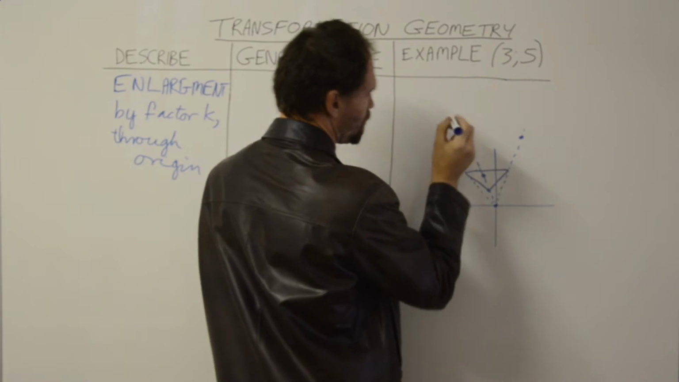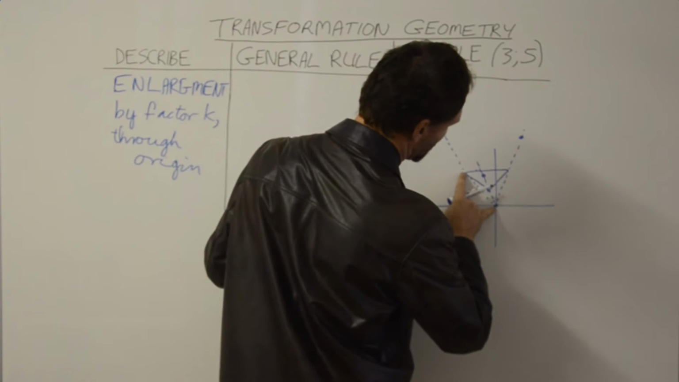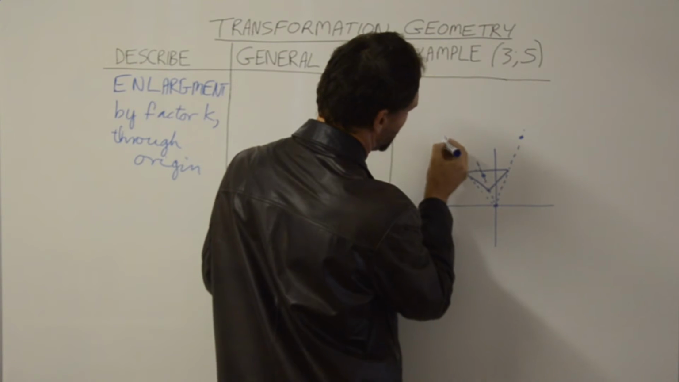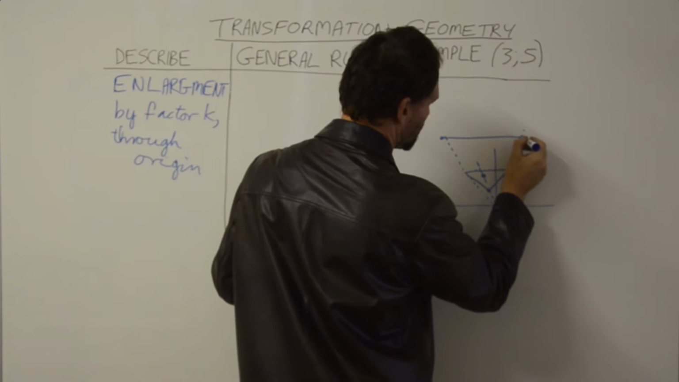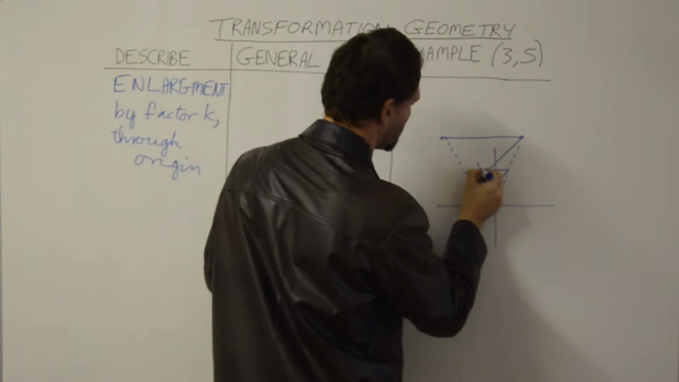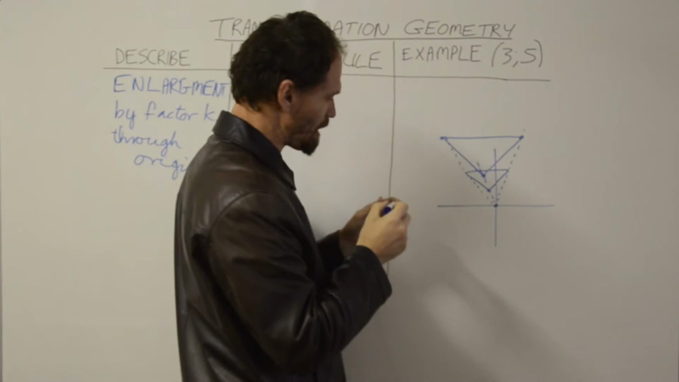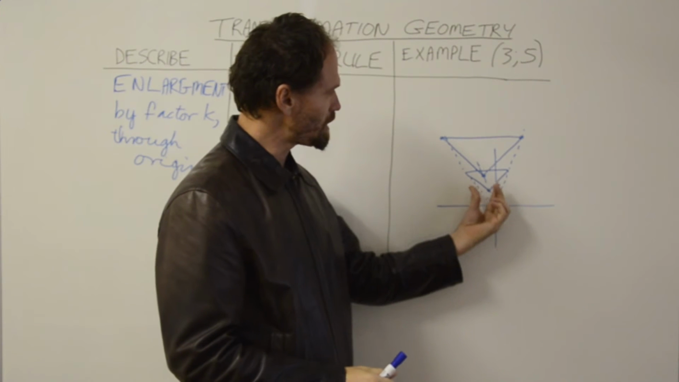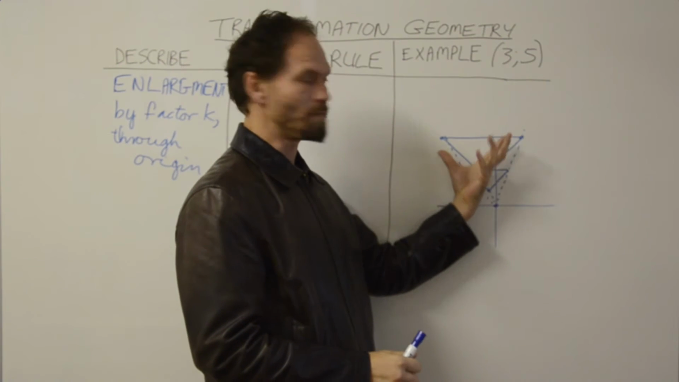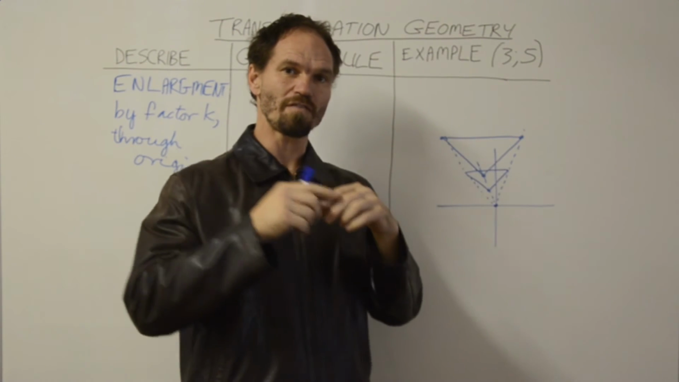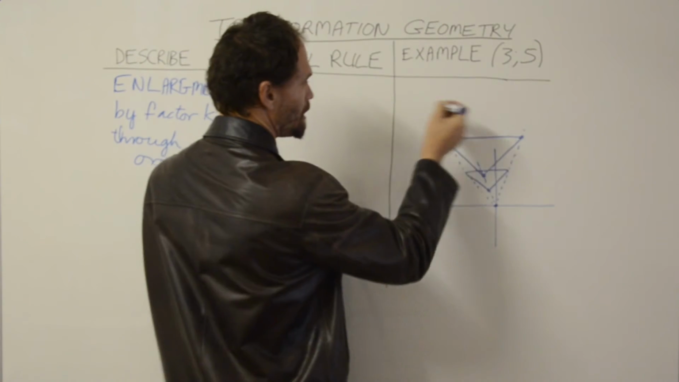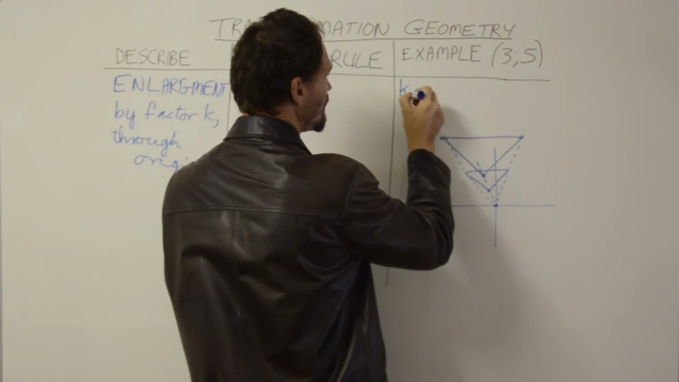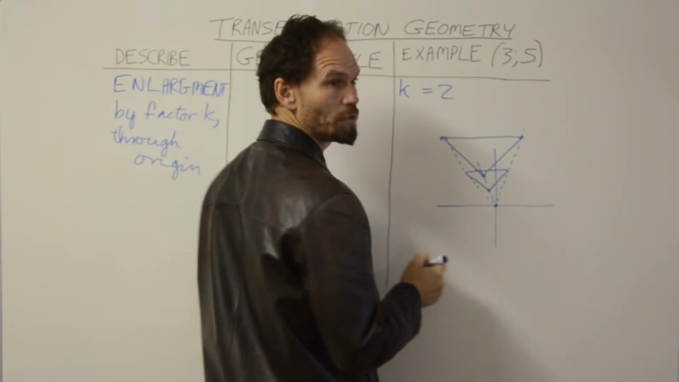Same thing on this side. I go through the point, and I go that distance there. So there's my new point. So I'm going to draw that there. That is my new shape. You see that it looks the same shape, just bigger than the other one. That's an enlargement of a factor of 2. Alright? So I'm going to use this as an example. Let k be equal to 2.